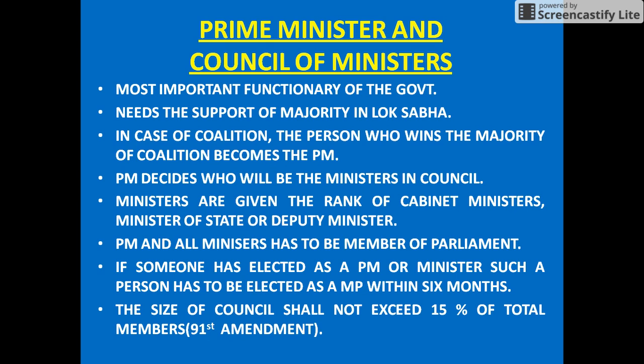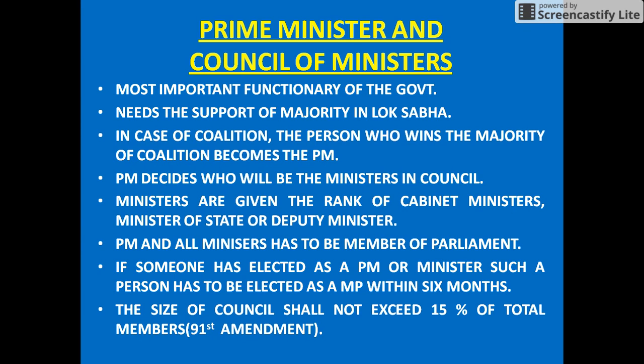Okay. In the case of a coalition, the person who wins the majority of the coalition becomes the PM. Suppose the government is to be formed in coalition form. Suppose there is no majority for a single party, and there is a coalition. In that case, the person who wins the majority of the coalition becomes the PM. Okay.